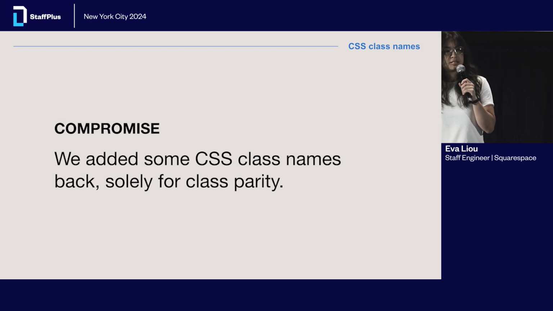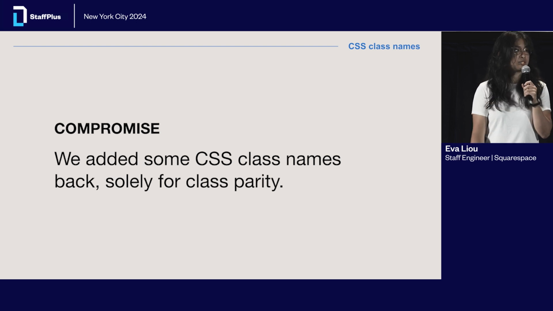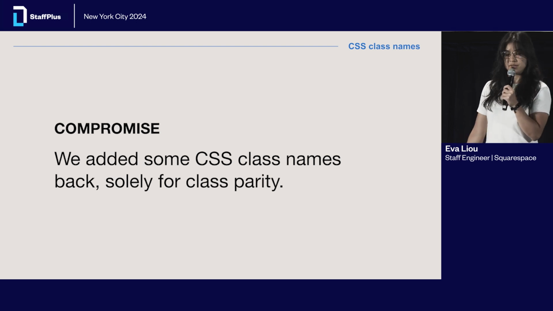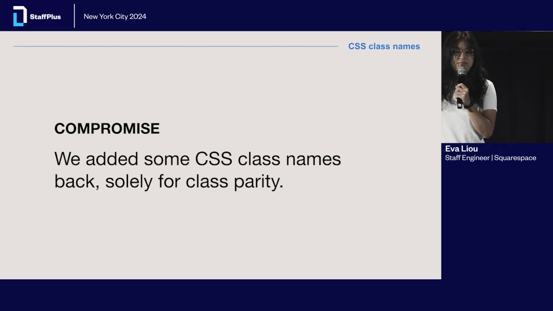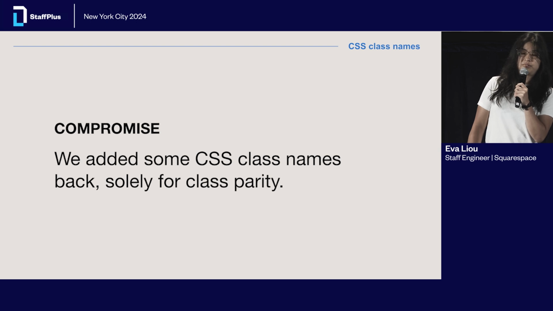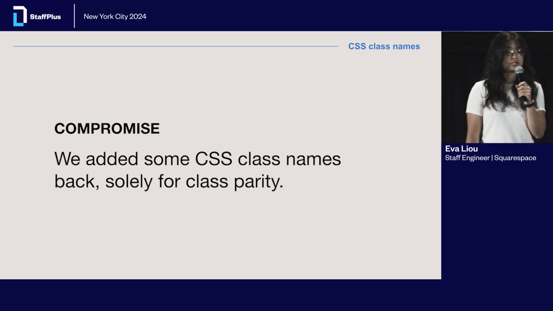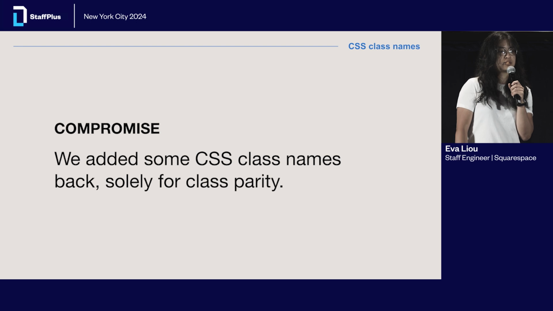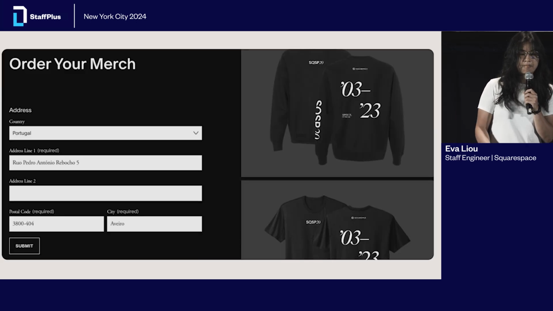We added some CSS class names back solely for the purposes of class parity. They didn't do anything. We didn't prescribe any styling to them, but it was the right thing to do. And that felt fair to everyone. We were still upgrading the platform and pushing forward a technical evolution, but we were hearing the concerns of our users and taking into account the real risk to them. While adding in those old class names back wasn't technically correct, it felt right on behalf of our users.